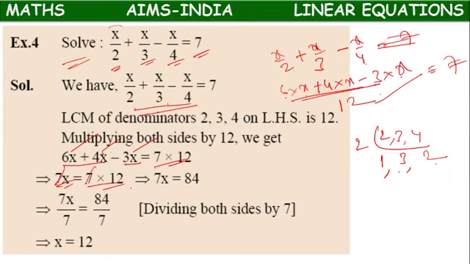Both sides 7 cancel. Or we can multiply: 7x equal to 84, since 7 twelves are 84. To cancel 7, we have to divide both sides by 7. 7 and 7 cancel. 7 twelves are 84. x equal to 12 we are getting.